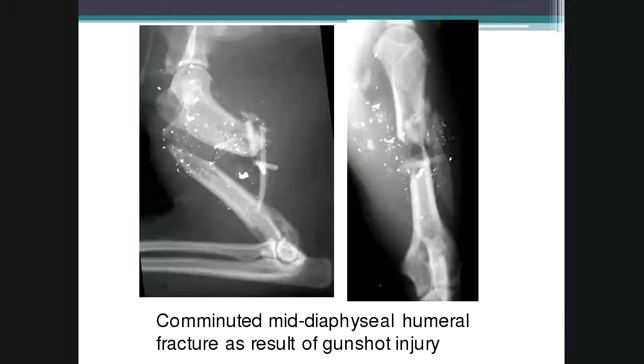So this is a comminuted mid-diaphyseal humeral fracture secondary to gunshot injury. The metallic opacities seen here are all the fragments coming from the bullet. And I can say with further description of the fracture that there is cranioproximal displacement of the distal fracture fragments. So this should be considered an open fracture due to the gunshot injury, and there is a lot of soft tissue swelling surrounding the fracture as well.